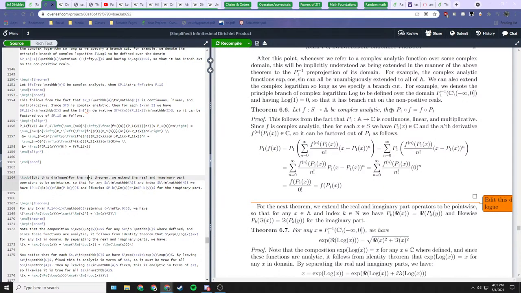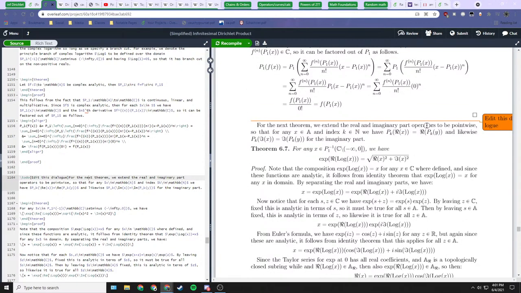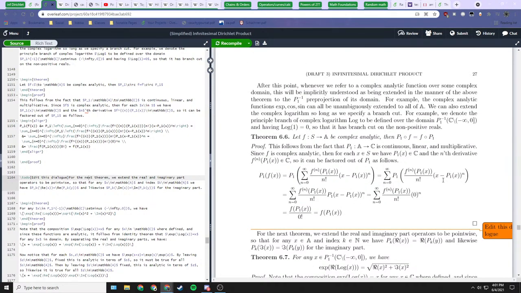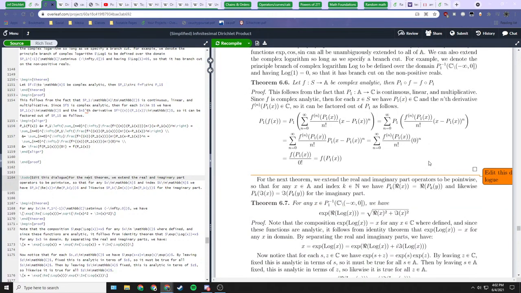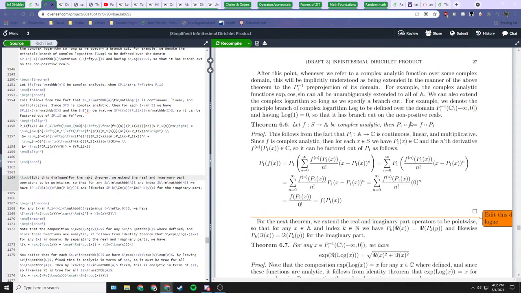So blah, blah, blah. So we have this permutation property. That's nice. For the next theorem, we extend the root part and measure part operator pointwise, so that for any x and index k in the naturals, actually, let's, we could write this here.